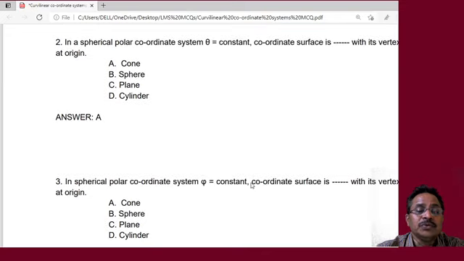Now question 2. In the spherical polar coordinate system, theta is equal to constant. The coordinate surface is dash dash with its vertex at origin. So we have to go for coordinate surfaces. Now in case of Cartesian coordinate system, we draw, this is the xyz coordinate system. Okay, name all this. This is x, this is y, and this is z.